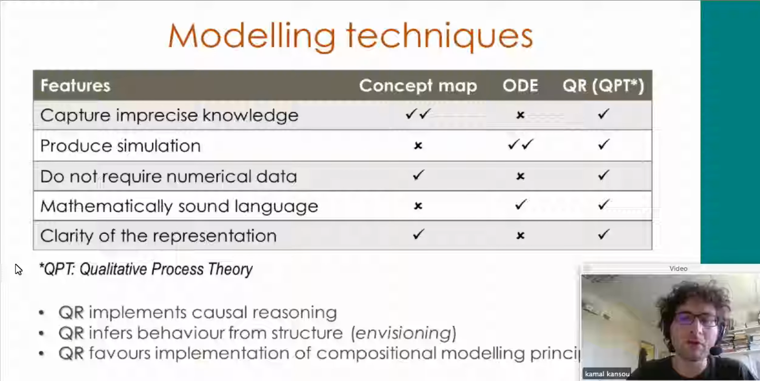So now if we look at the characteristics of these 3 formalisms, first of all, a conceptual map can capture different kinds of knowledge. It's basically a semantic graph in which we can represent many things like causal knowledge, declarative knowledge, procedural knowledge. But it's a static representation. You cannot produce simulation from that, and also it's not really a mathematically sound language, not per se. It's a particularly clear representation that can be understood by domain experts.